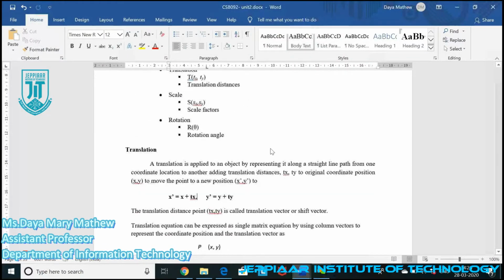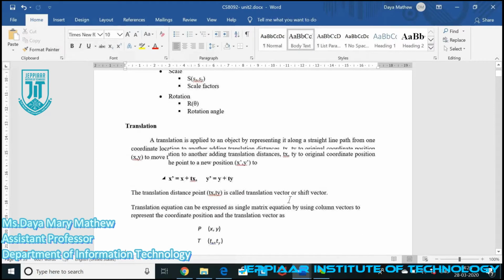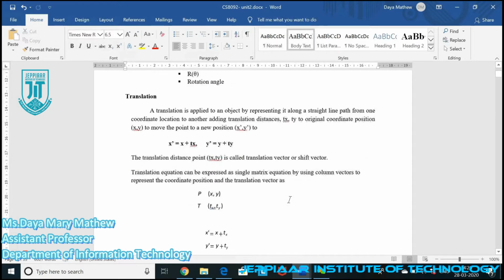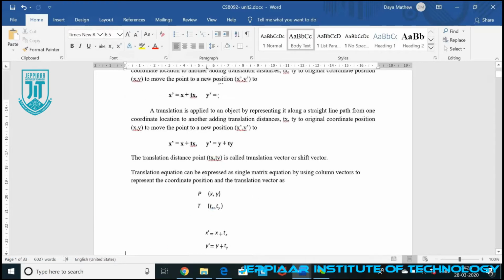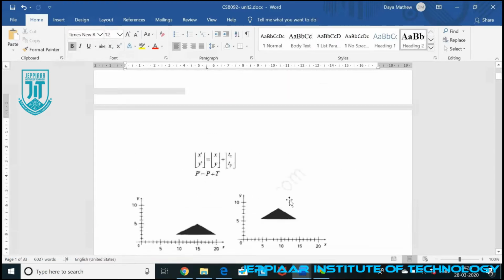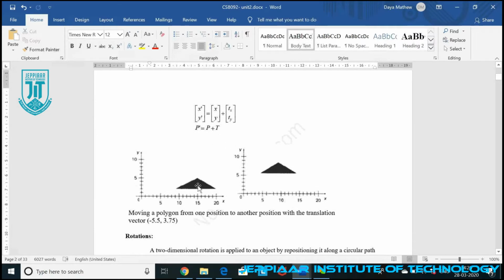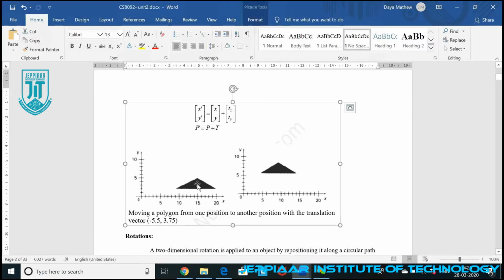If you see what translation is, you can say that translation is applied to an object when you want to move it from one location to another. So if you want to move from one coordinate position to the other, you use what is known as translation. Because we are seeing only two-dimensional transformation, we are going to see only the x and y coordinates. In two-dimensional translation, we are moving this object from here to here.